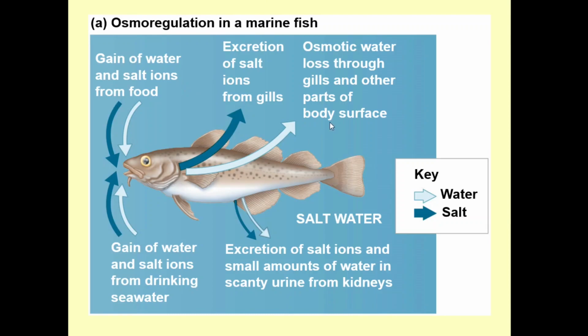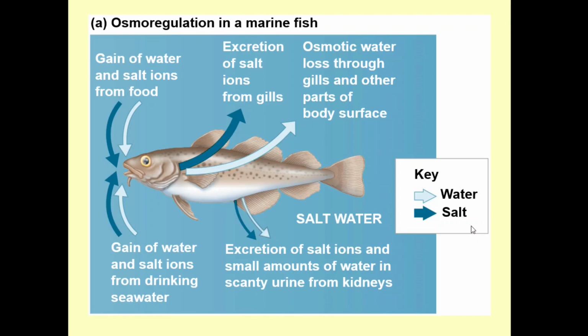So they're losing water through osmosis, they're gaining water in their food and also through ingesting it, so they're drinking it, and they lose some extra water through producing urine. But what they are doing is producing highly concentrated urine. So they're trying to conserve as much water as possible whilst getting rid of the excess salt.